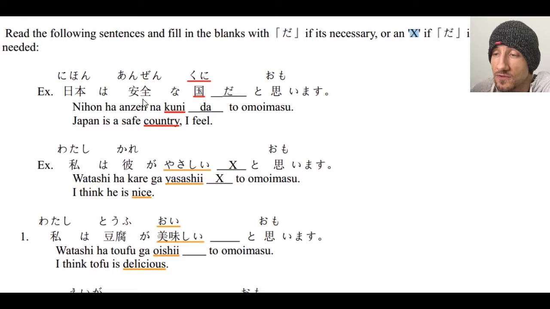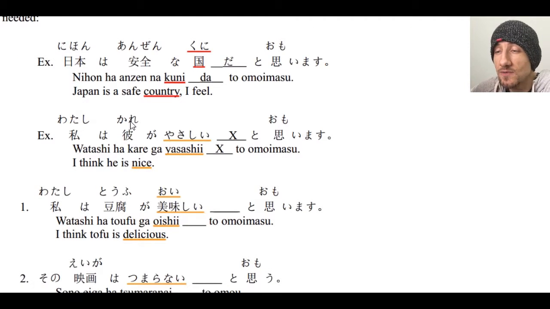So here we have an example. Japan is a safe country, I feel. 日本は安全な国だと思います. 国 is country, and it's a noun, so we have to have だ: 国だと思います. We cannot say 日本は安全な国と思います. And the next one, 私は彼が優しいと思います. 優しい is an e adjective, so we don't need だ. We just put an X. We don't say 私は彼が優しいだと思います. That doesn't make sense. It's wrong.